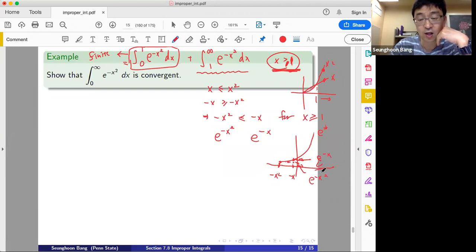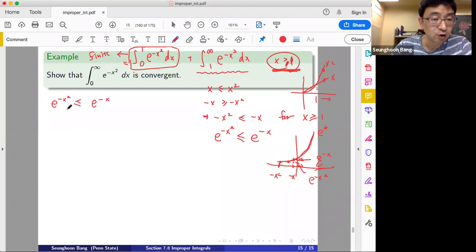Yes, the inequality doesn't change because e to the t is an increasing function. This is the reason. It doesn't change, the same direction. So we have it. So next, e to the minus x squared, and e to the minus x.